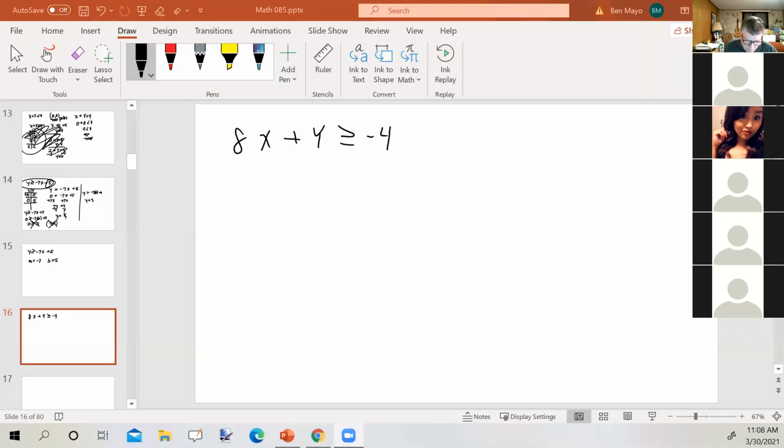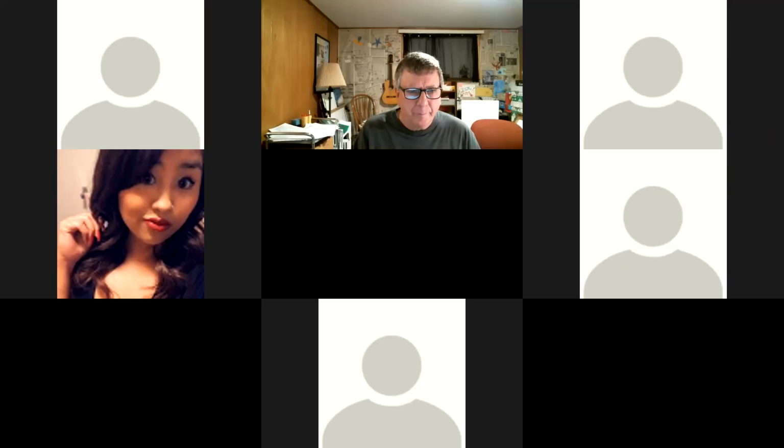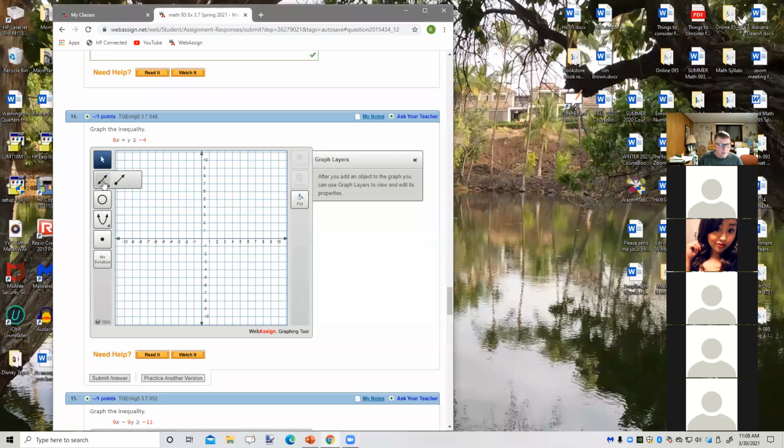Anyway, so here's the whiteboard. 8x plus y greater than or equal to -4. So I'm going to subtract 8x from both sides. Y is greater than or equal to -8x minus 4. So the slope is -8 and the y-intercept is -4. I'm going to graph here. The y-intercept is -4 and the slope is -8.